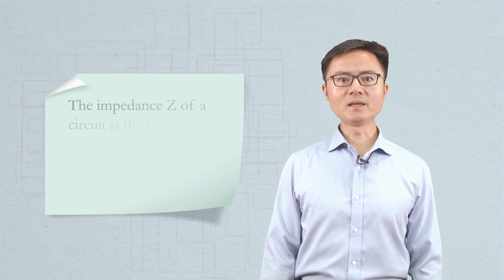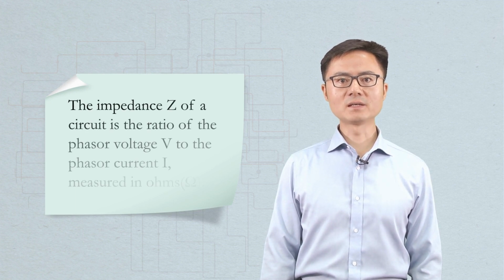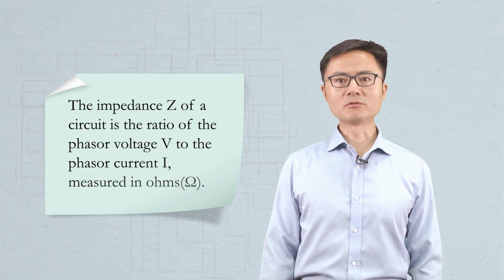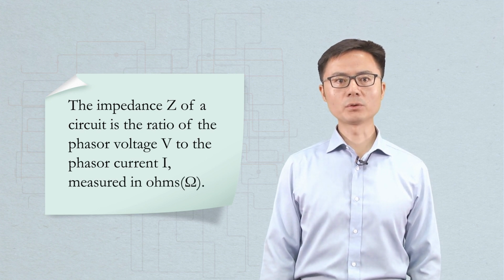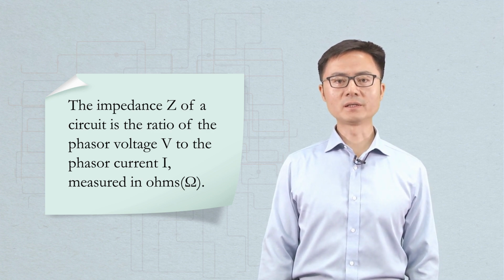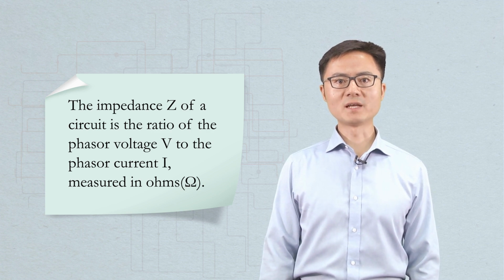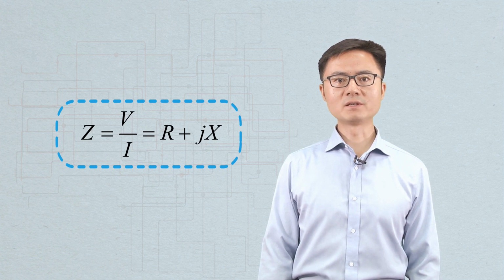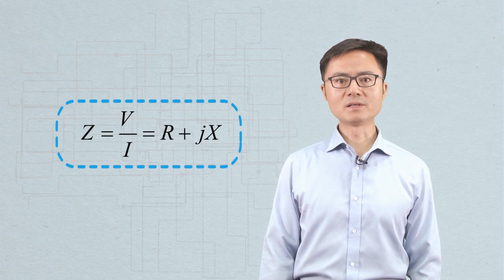The impedance Z of a circuit is the ratio of the phasor voltage V to the phasor current I, measured in ohms. We use the Greek letter omega to represent ohms. And you can find the property of the impedance is very similar to the resistance. And we can write Z like this. Z equals phasor V divided by phasor I.